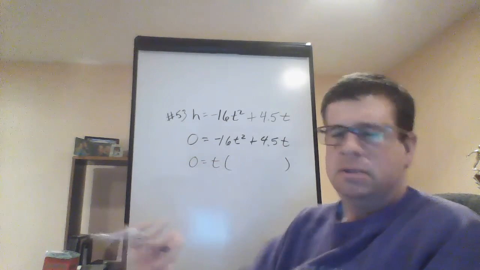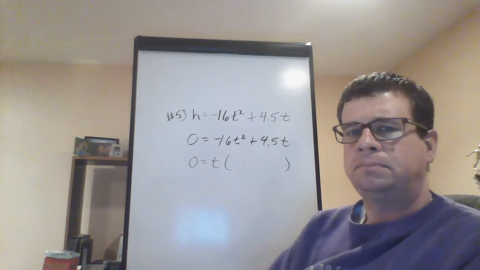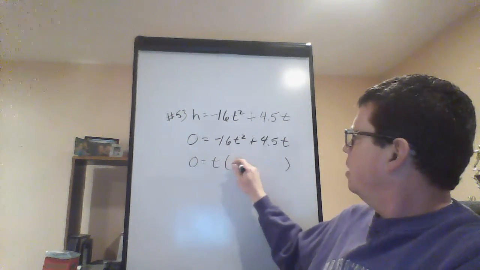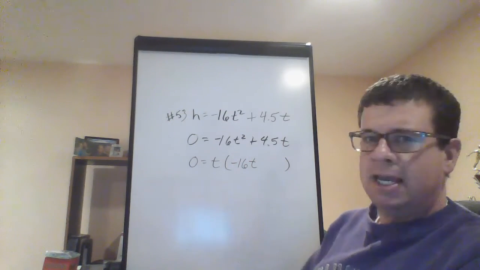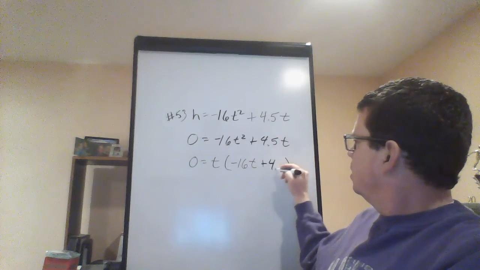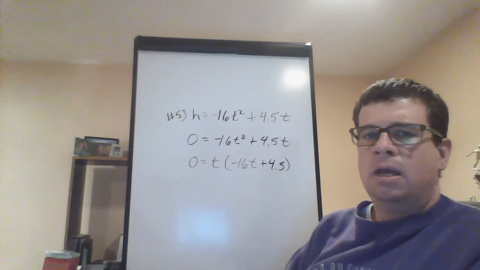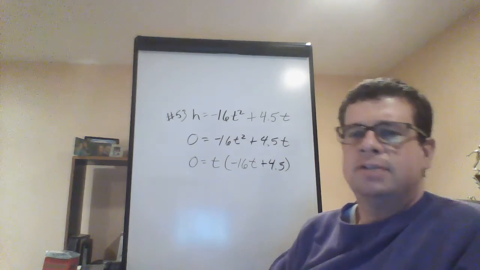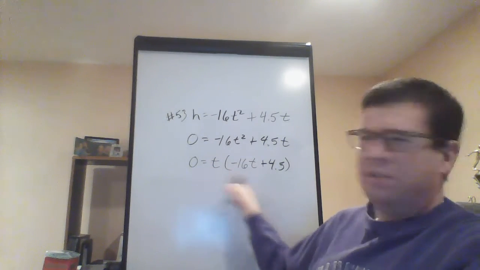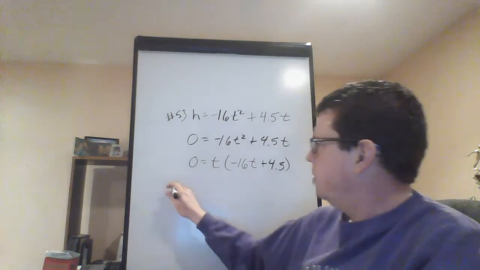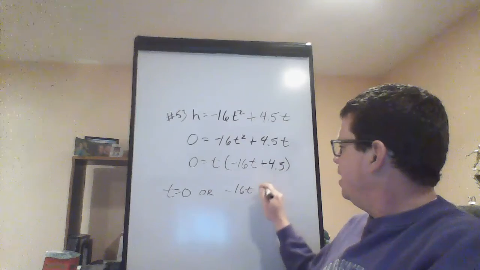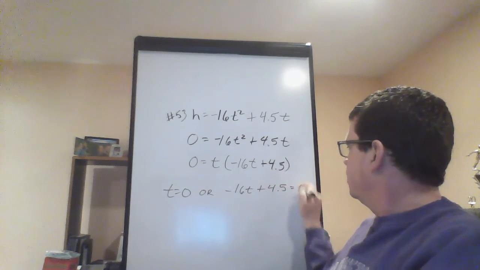And when I say factor, it's kind of that idea of undistributing. So if I factor out a t times what gives me -16t squared, that would be -16t. And then t times what would give me 4 5/10 t? Well, that's 4 5/10. Now I've got it factored and set equal to 0. I'm ready to use the zero product property, which simply says if I multiply two things and get 0, one of those two things has to be 0. So either t equals 0 or -16t plus 4 5/10 equals 0.